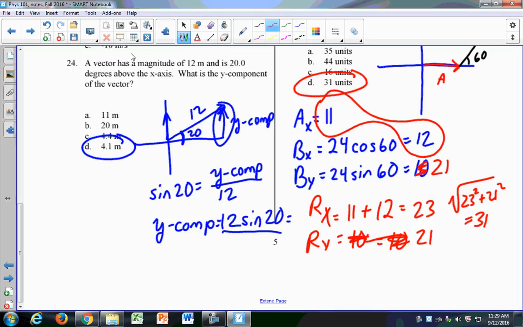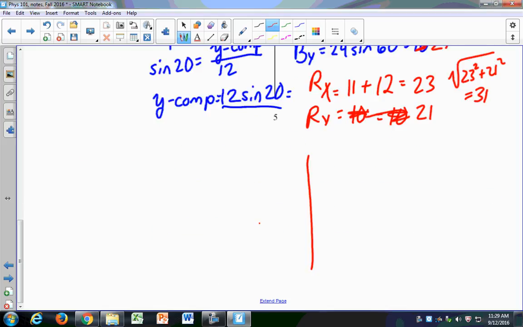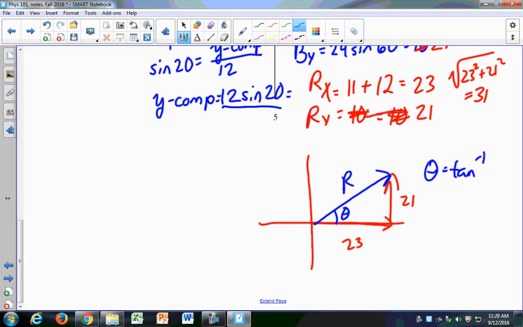Another question that I could ask is, what is the angle? To find the angle for that vector, if I draw Rx, Ry, this is 23, 21. The resultant R is right here. This angle theta is the inverse tan of 21 over 23, opposite over adjacent. About 42 degrees. I could ask you either one of those, or I could ask you both, but I'm just going to ask you one. I'm going to ask you either the magnitude or the direction of the vector.